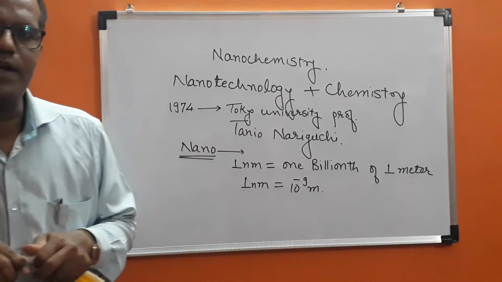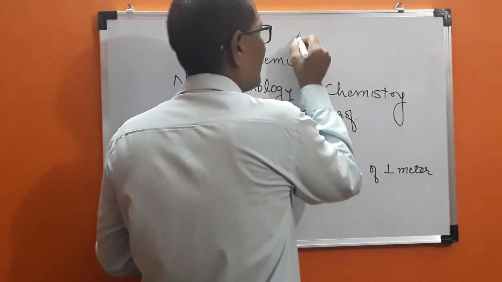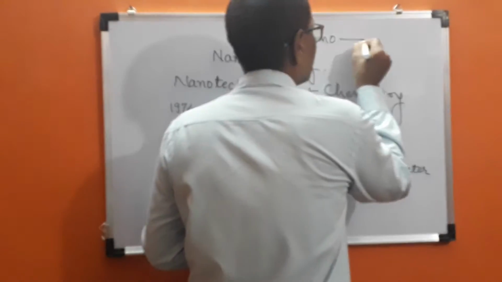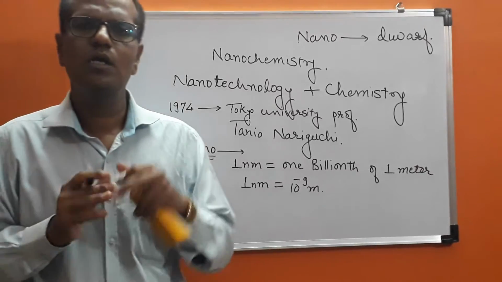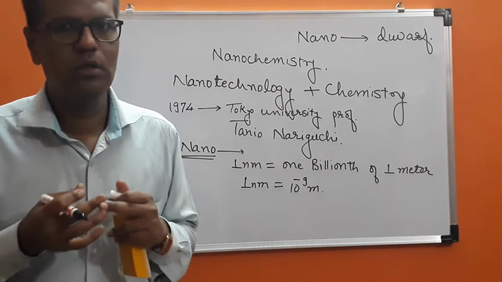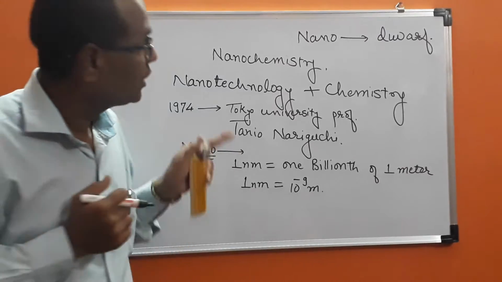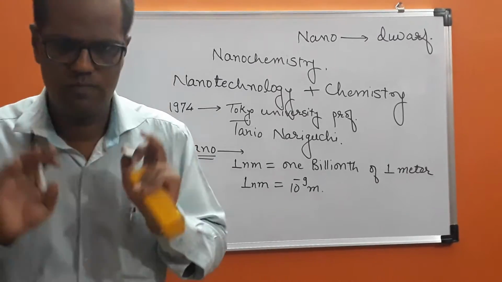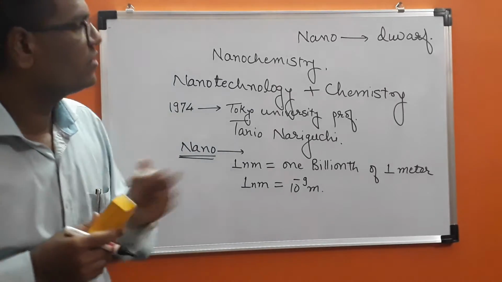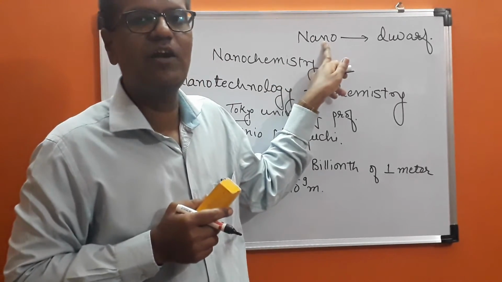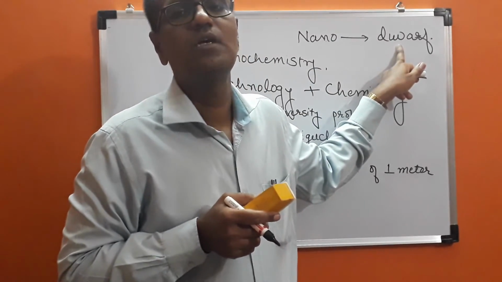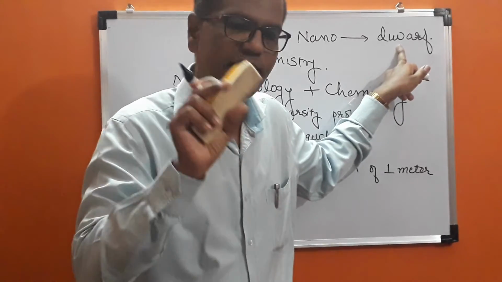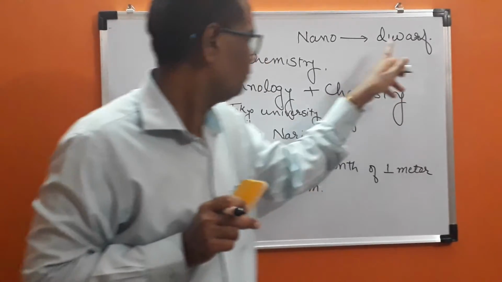Let us first understand the meaning of nano. What do you mean by nano? Nano is nothing but dwarf. Dwarf means small. How small? That we are going to define. In fact, nano is nothing but extremely small. The word nano has been derived from the Greek or Latin word for dwarf. The meaning of it is small in size, small in dimension. That is known as nano.